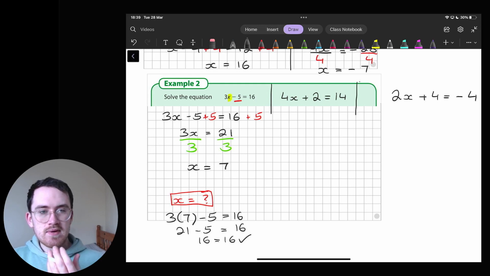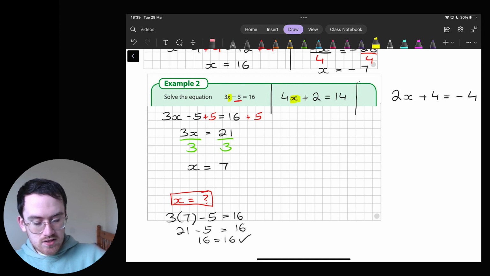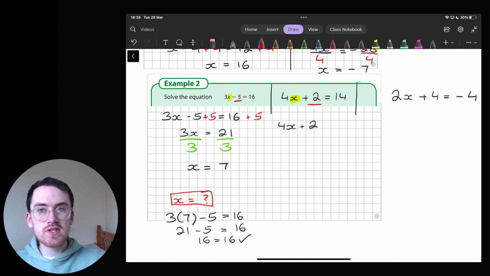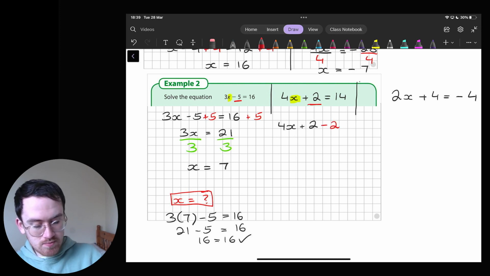So let's apply the same idea now to the second example. The same idea again, we are looking for x. We want to get x on its own. What do I need to get rid of? The plus 2. So let's have a go. 4x plus 2. What's the opposite of adding 2? What's the opposite of plus 2? Well, it's minus 2 or negative 2.